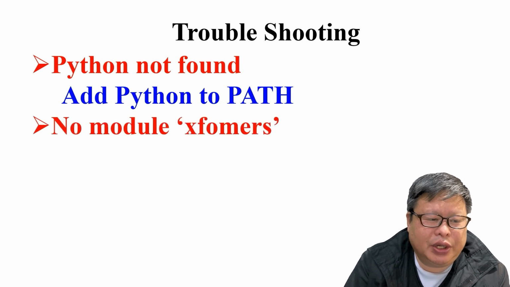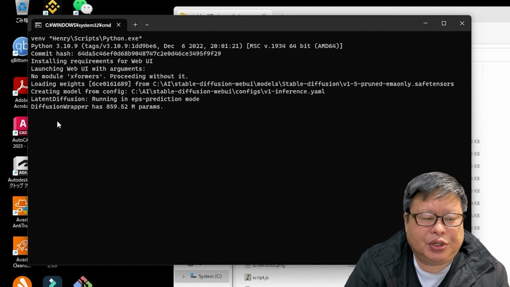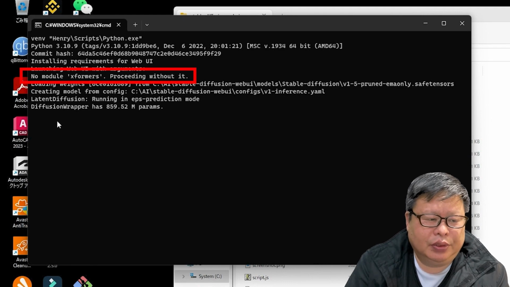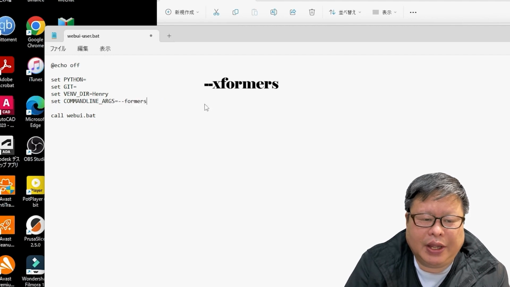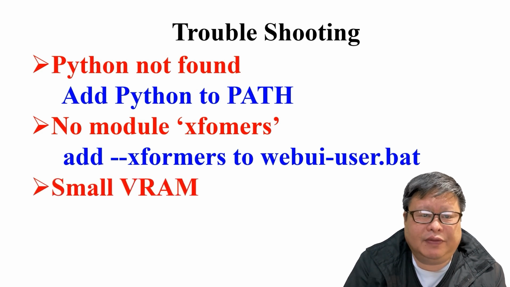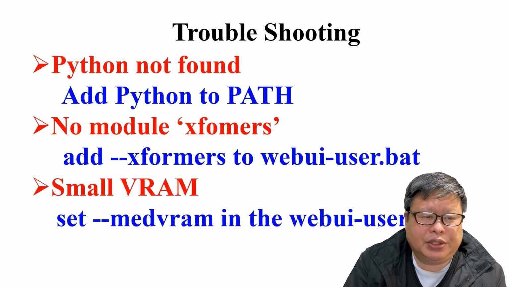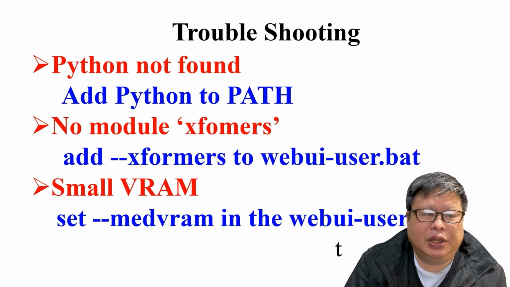Two. No module xformers. This option is not required, but sometimes it can speed up image generation. We can directly add --xformers to webui-user.bat. Three. If the VRAM of your graphics card is relatively small and shows out-of-memory errors when generating large images, you can select --medvram in the webui-user.bat file, or use --lowvram when you need a larger image.